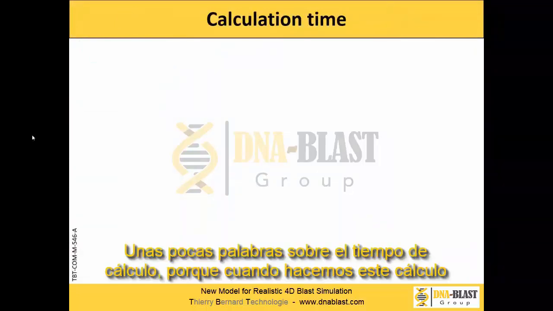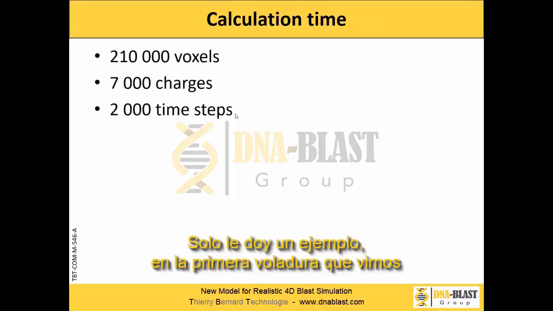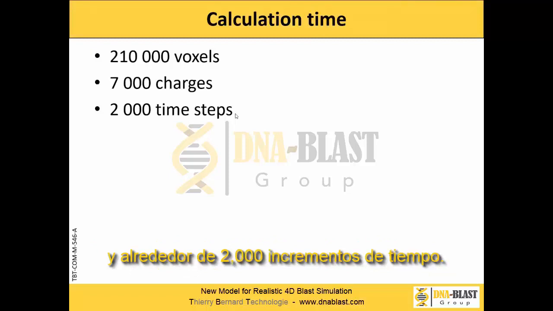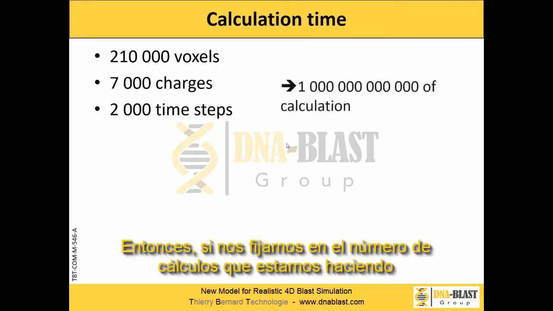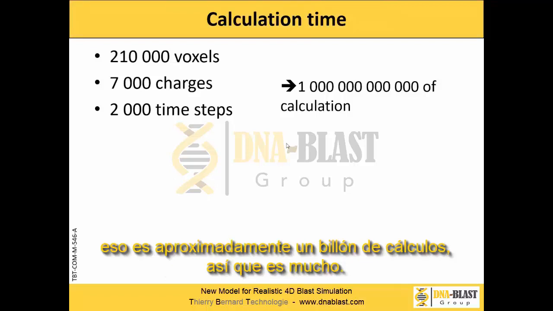A few words about calculation time, because when we do such calculation, we can imagine it takes a lot of time, and it's true. Just to give you an example, in the first mine blast we have seen, there's about 200,000 voxels, 7,000 charges, that is individual charge spheres, and about 2,000 time steps. So if you look at the number of calculations we are doing, it's about 1,000 billion calculations, so it's a lot.